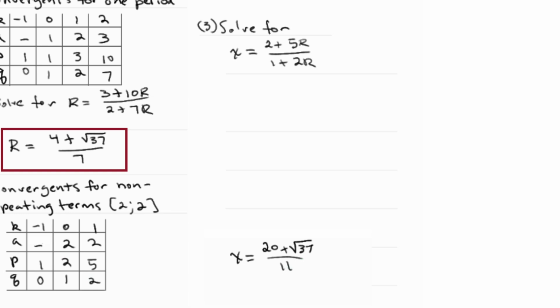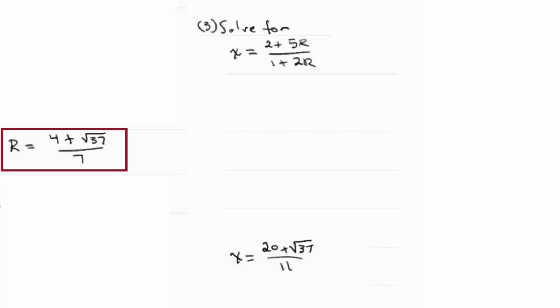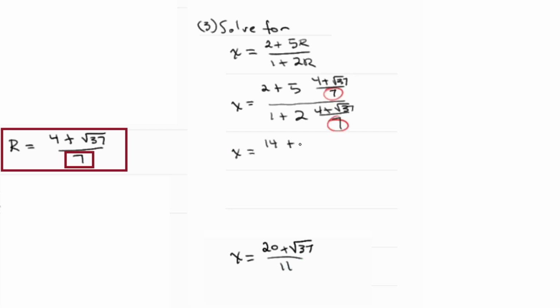Alright, let's do the algebra leading up to this answer. First, we'll substitute what we calculated for r into its place in the numerator and the denominator. Here's what that looks like. Now we'll multiply through by 7, which is in the denominator of r. In the numerator now we have 14 plus, and we'll also expand this. 5 times 4 is 20, and we also have 5 times the square root of 37. In the denominator we have 7 plus, and this time we have 2 times 4 is 8, plus 2 times the square root of 37.